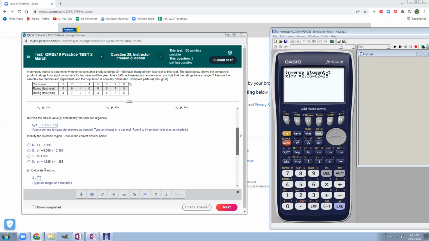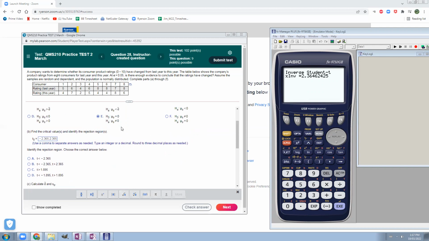Right, we have 2 critical values, again, because it's a two-tailed test. We got equals, not equals. We have a lower and an upper critical value. And so we're going to reject the null hypothesis when we are in this region, right? Less than the negative or greater than the positive.